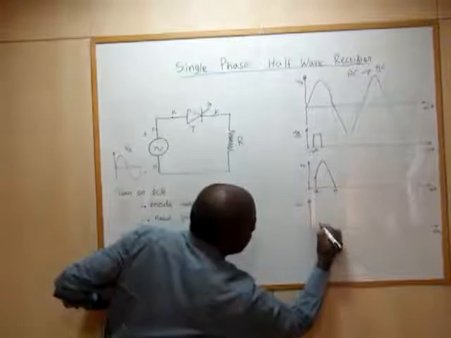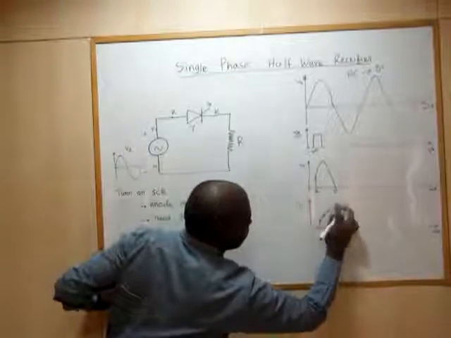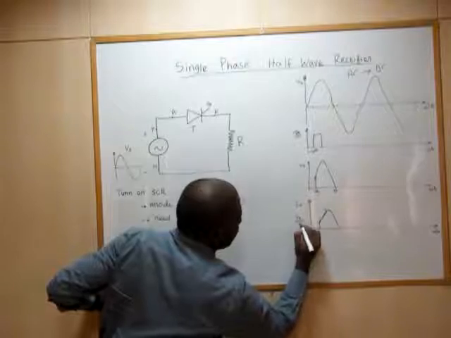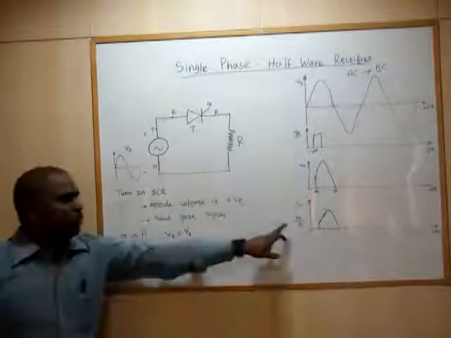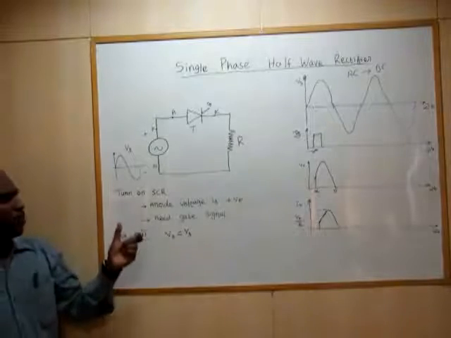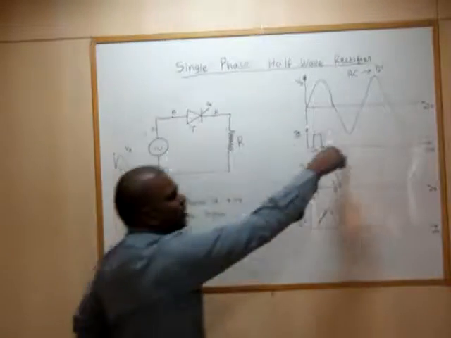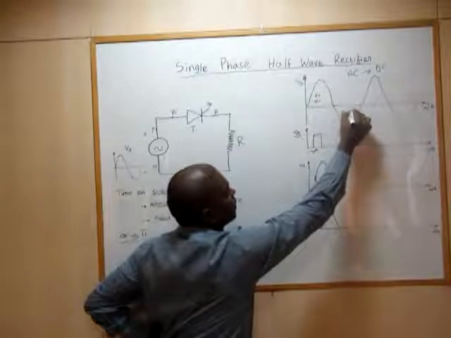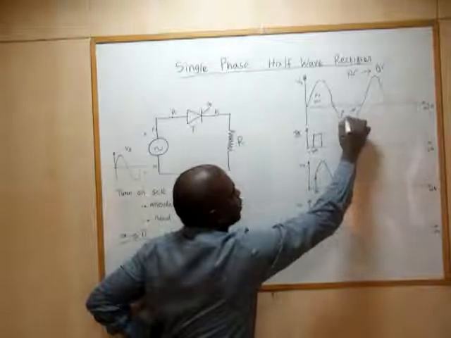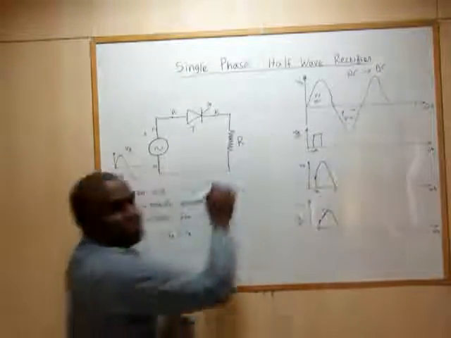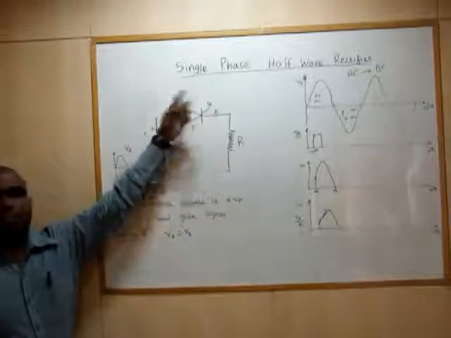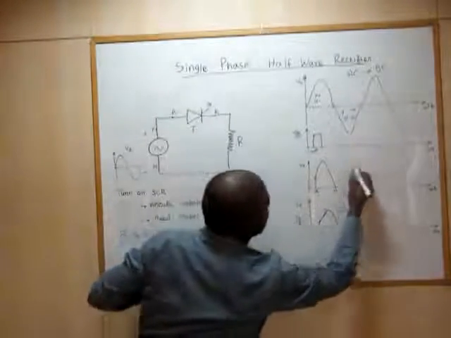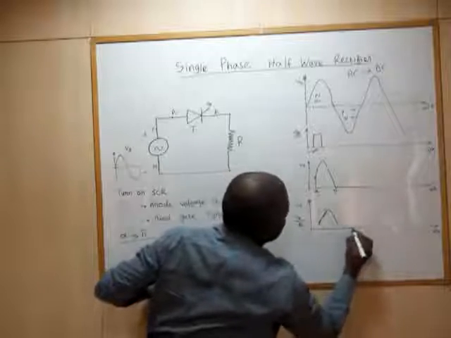The magnitude of the current is equal to V naught divided by R. The maximum value of current is V naught divided by R. During the second half cycle, the phase is negative and neutral is positive, whereas in the first half cycle the phase is positive with respect to neutral. So in the second half cycle the SCR is reverse biased and turned off. There is no current flow through the load, so the output voltage is 0 and the output current is also 0.